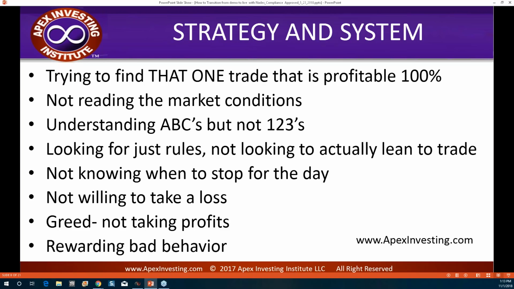But you don't understand the ABCs, right? You don't understand the other side of it, okay? Meaning, hey, I understand the rules, but why does that work? Or why are the rules there? Why am I entering when this indicator does this, or when the market's at a support and resistance level? Why do I do it? Why is that strategy or system in place? Why is there an expectation that the market will go that direction?